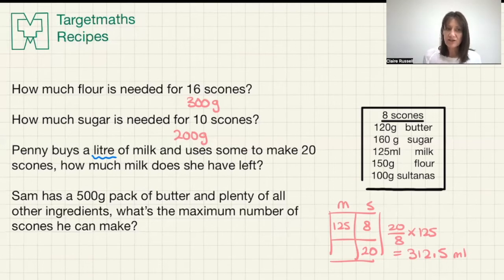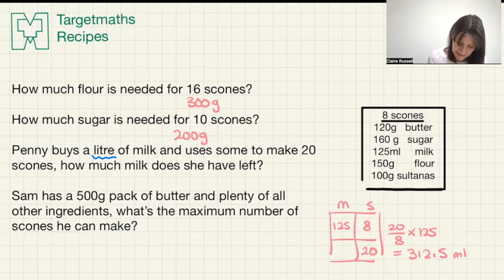If we read the question, it says, how much milk does she have left? Penny buys a litre of milk and uses some to make these scones. But how much milk does she have left? So it's always important to read that question carefully. My top tip to all my students is just always reread the last part of the question. Have you answered it? All right, how much milk does she have left? Really stands out when you read it on its own away from the story. So how much does she have left?